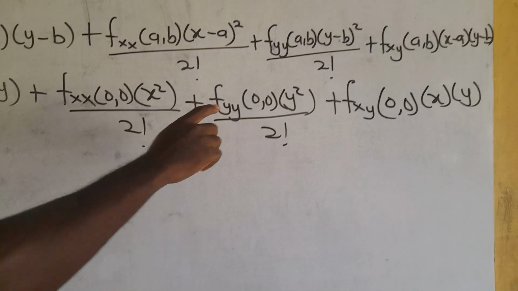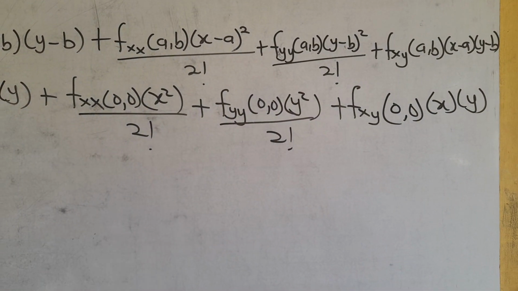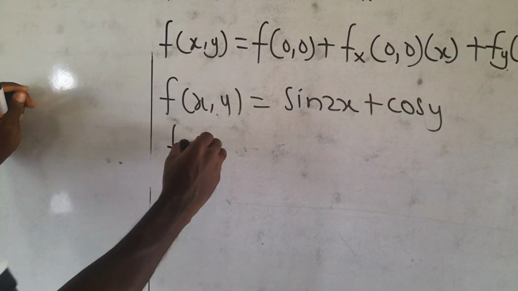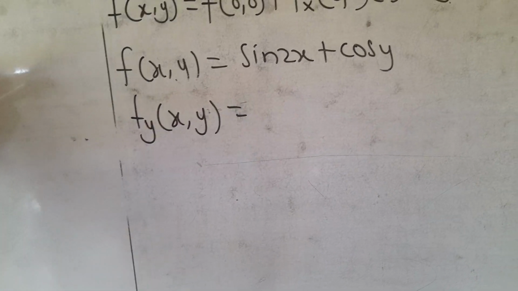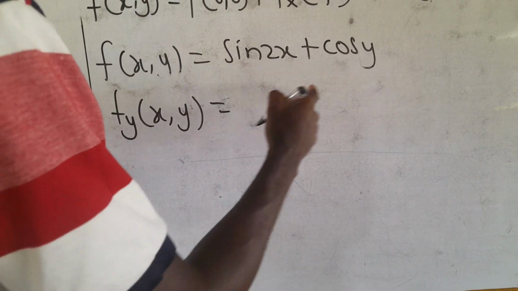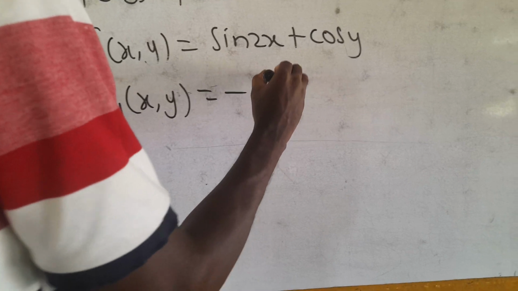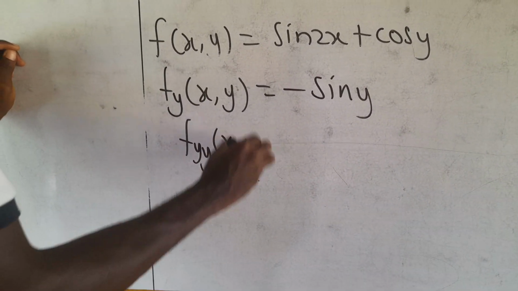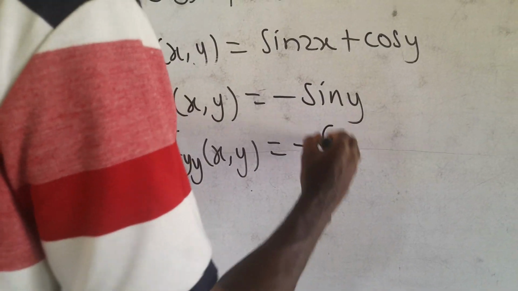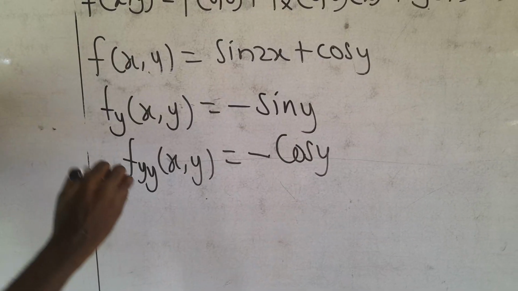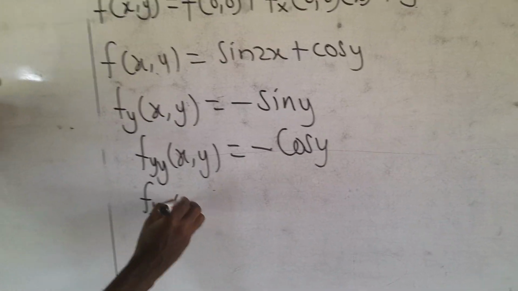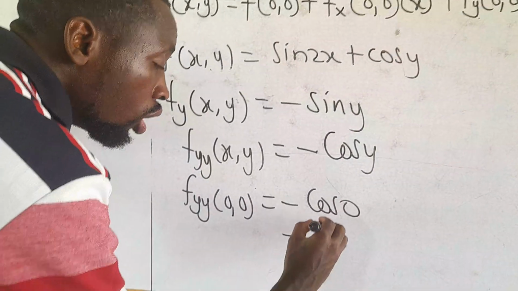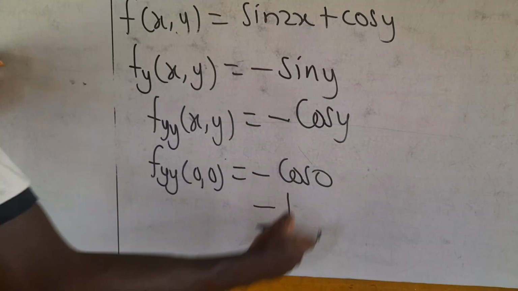So our next step is to find the partial differentiation of the function with respect to y twice, centered at 0, 0. So first we need to differentiate this function with respect to y. Remember the x will be held constant. So the whole of this is 0. When we differentiate that, we get negative sine y. Now we differentiate again with respect to y. So this will be negative cos y. Centered at 0, 0, we get negative cos 0. Cos 0 is 1. So we'll get negative 1.